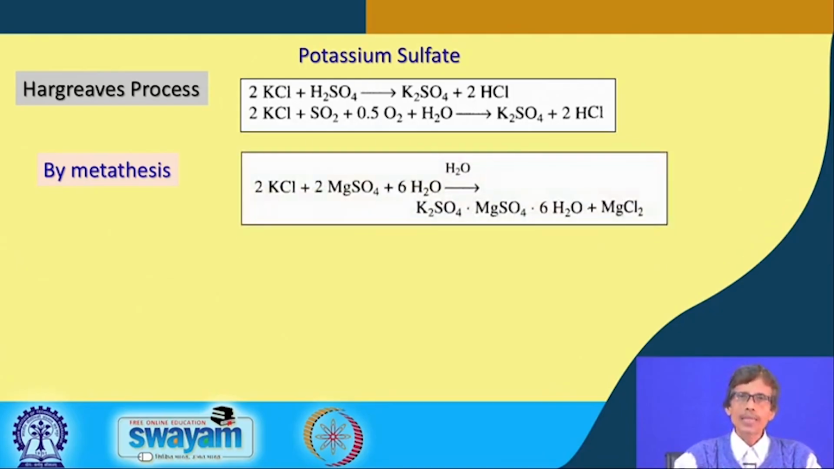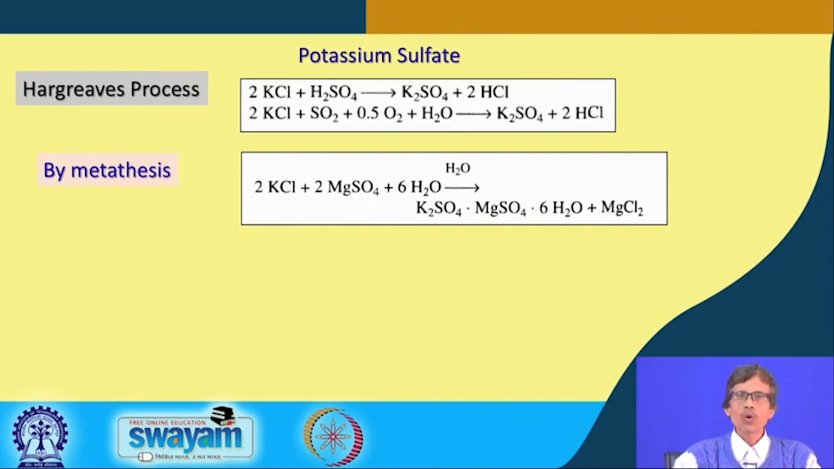So, the metathesis reaction is useful for the conversion of potassium chloride to potassium sulfate. Just now we showed that one particular process is useful in the presence of sulfur dioxide, but we can also go for a corresponding metathesis reaction, which is nothing but the exchange of the cation and the anion part. So whether you use sodium sulfate, aluminum sulfate, iron sulfate, or magnesium sulfate, which can be available at a low cost or low price.